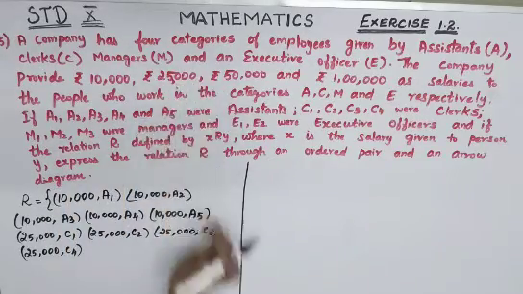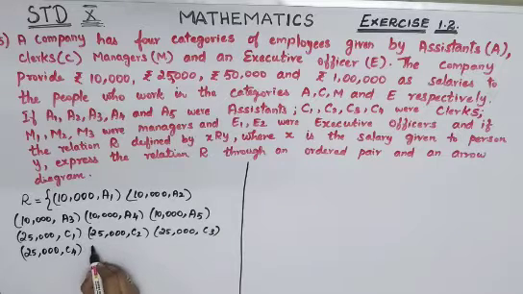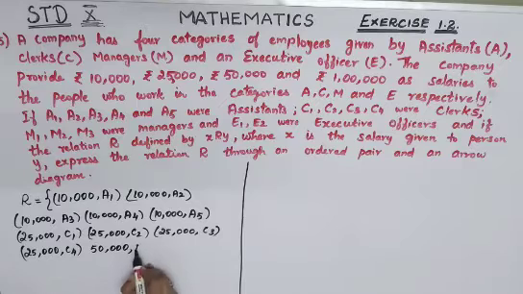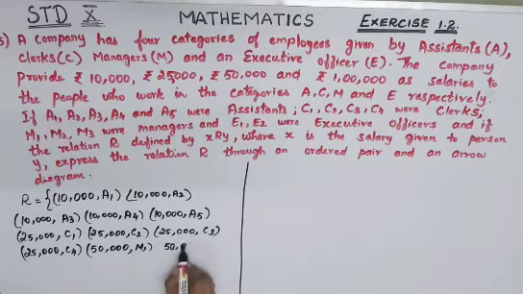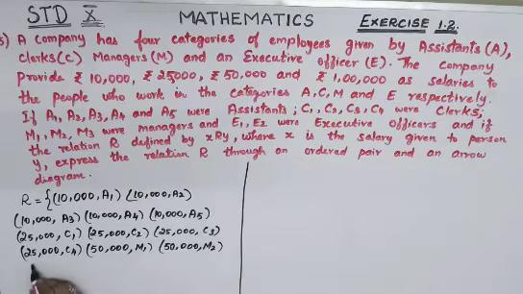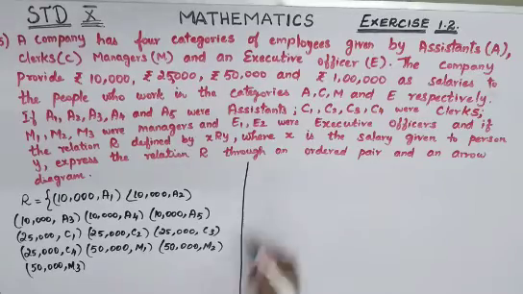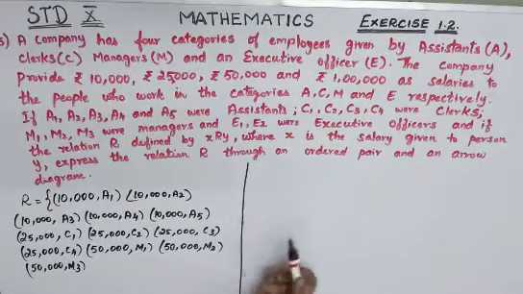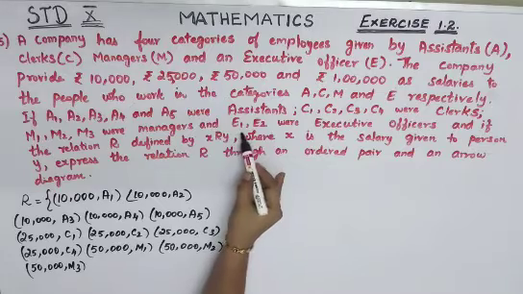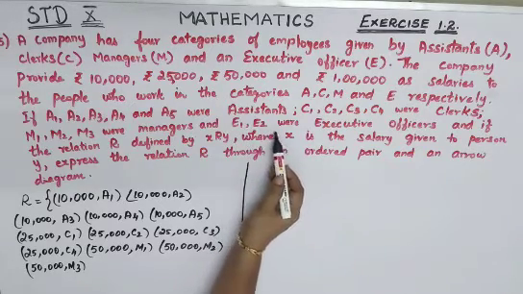So each one should get 50,000. So it is 50,000 comma M1, first manager. Then 50,000 comma M2, second manager salary. Then 50,000 comma M3, third manager. So managers are over. Then we'll have to go to executive officer, that is E. We'll just check how many executive officers are there. So E1 and E2, 2 officers are there.